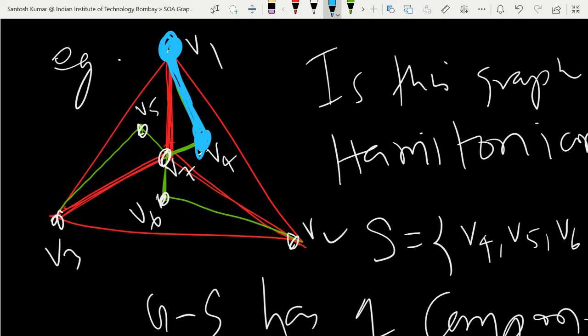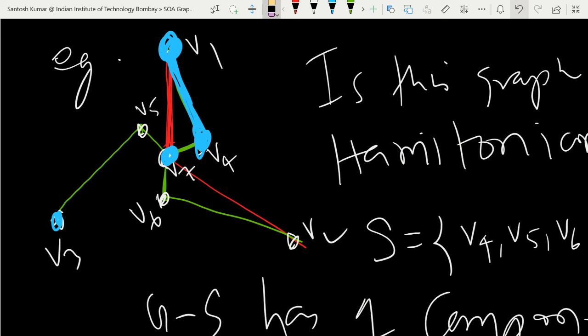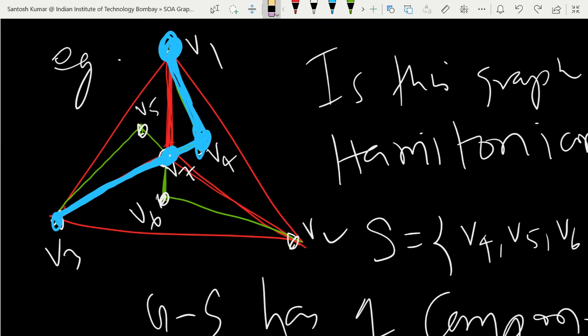From V4, V3. V4 to V3. You have to cross V7 because V3 is joined with V4, right? So you come here, no problem. You have to pass through V7 also. Now, do you want to go till V7 only? You can think. So after V7, where do you want to go?